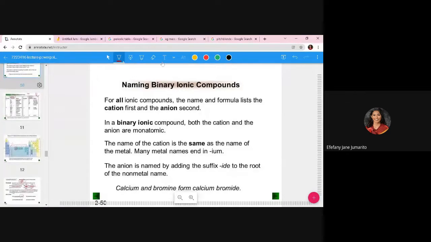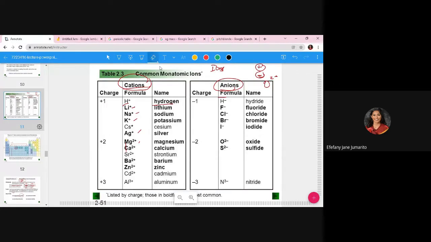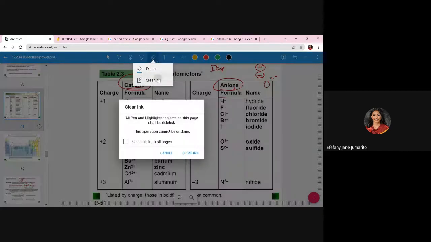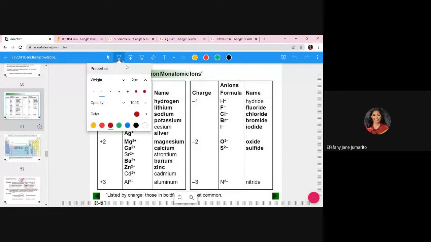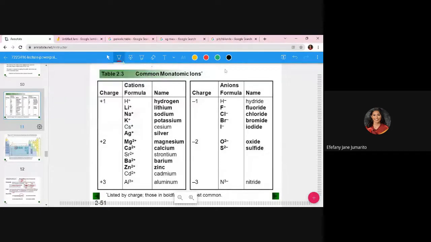All right, now let's go to naming binary ionic compounds. In naming binary ionic compounds, it's important that you know the names of your ions. We also have two types of ions. If we have an ion that is positive, we call it a cation, and if the ion is negative, we call it an anion.